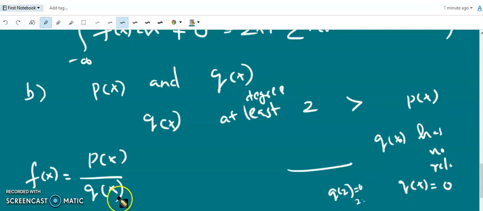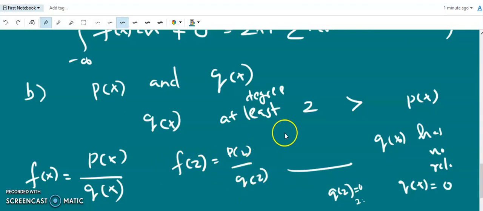Since the degree of the denominator is at least 2 greater than that of the numerator in this function, the corresponding complex function f of z, p of z by q of z, will vanish faster than 1 over z square as z tends to infinity. Because the degree of the denominator is at least 2 greater than that of the numerator. If it is 2, it will depend as 1 over z square. If the degree of q is 3 greater than this, it will depend as 1 over z cube. Here it is at least 2, so the minimum difference in degree must be 2.